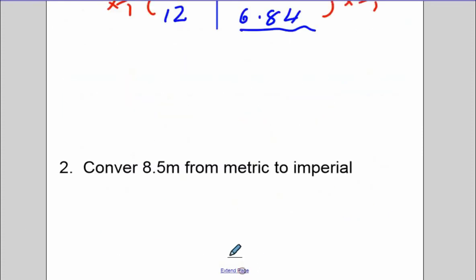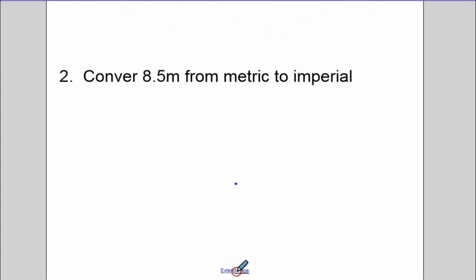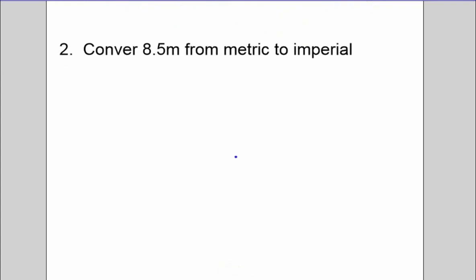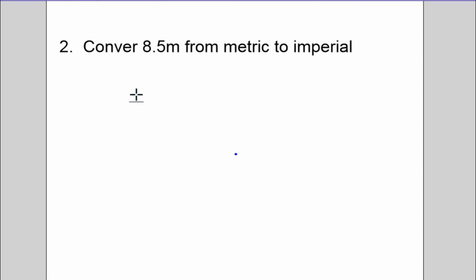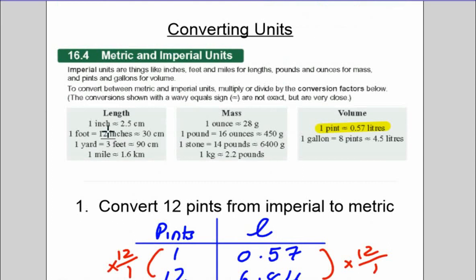Here we go. We're going to convert 8.5 meters from metric to imperial. Whoops-a-daisy. So, draw our table. It's the very first thing we're going to do. Now, let's find out what meters is all about. Look at our conversion table. Meters. Where's meters? Ooh, this is a tricky one. They haven't got direct things for meters. But they have got centimeters.